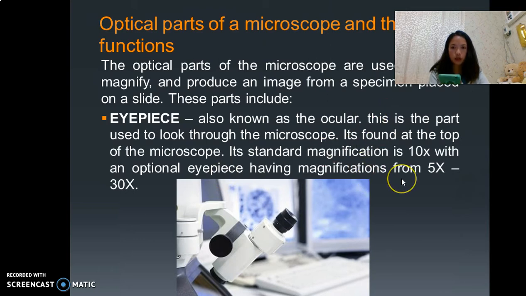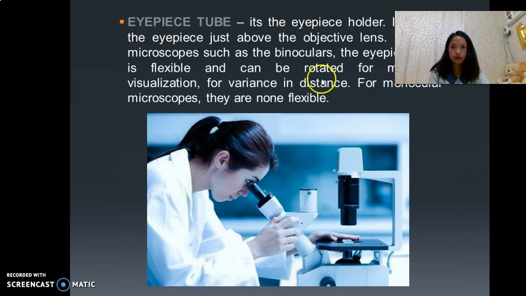So, next na tayo. Eyepiece tube. It's the eyepiece holder. It carries the eyepiece just above the objective lens. In some microscopes, such as binocular ones, the eyepiece tube is flexible and can be rotated for maximum visualization for variance in distance. For monocular microscopes, they are non-flexible.